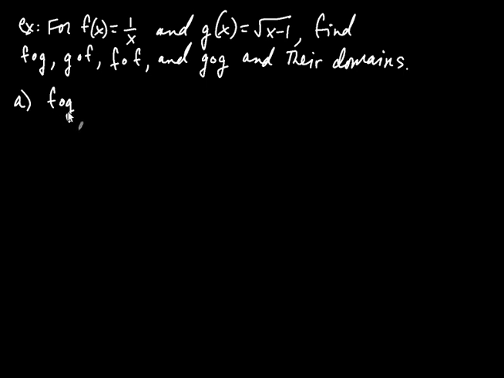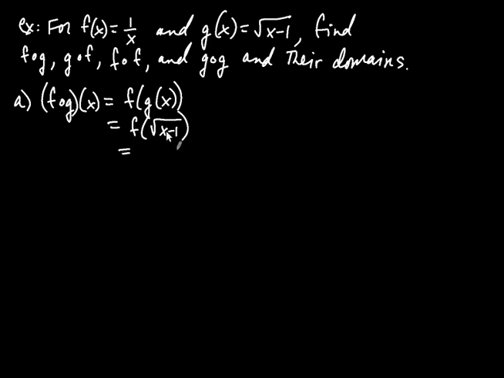Now f composed with g, by definition, the rule for this function is f of g of x, as you remember from part 1. And the way we handle this is we replace g of x with what it's equal to. So g of x is the square root of x minus 1. So this is f of the square root of x minus 1.